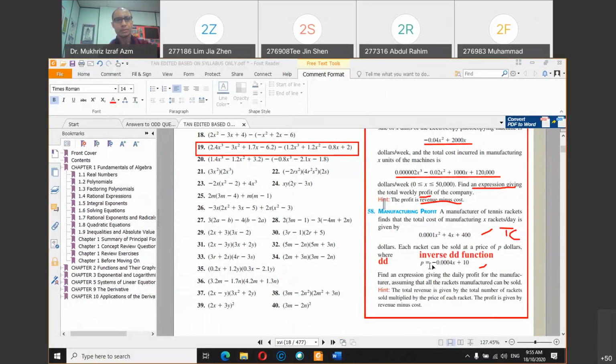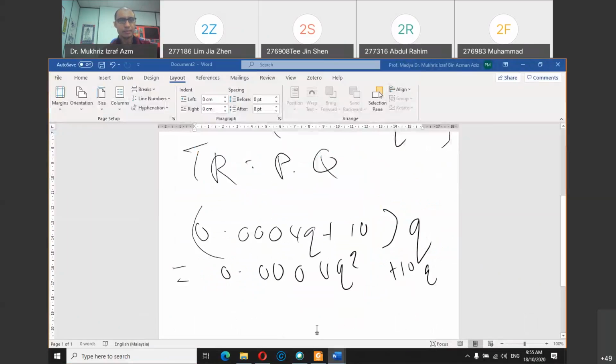This P equals minus 0.0004 Q plus 10. Okay, change the X into Q so that it has more relevance in terms of economics, rather than using X. Once you obtain the total revenue, I already showed you the solution here: 0.0004 Q squared plus 10Q. So this is your total revenue expression.